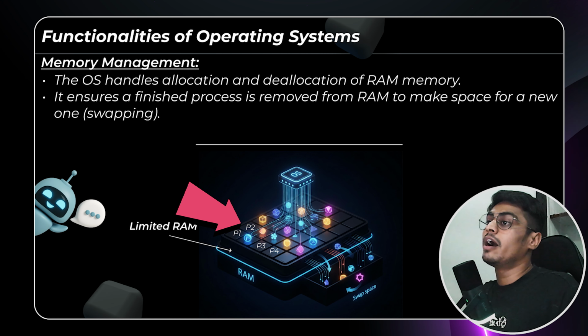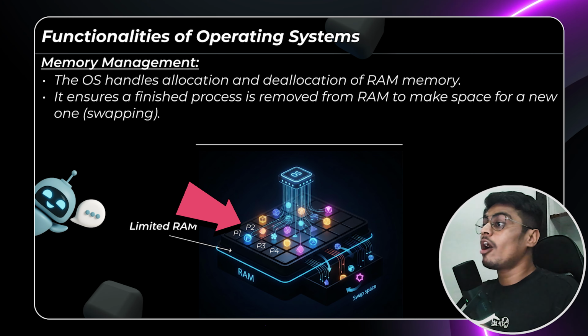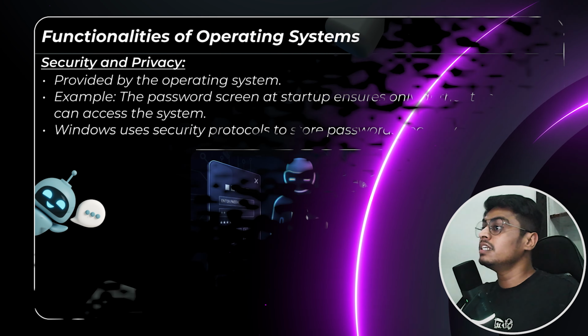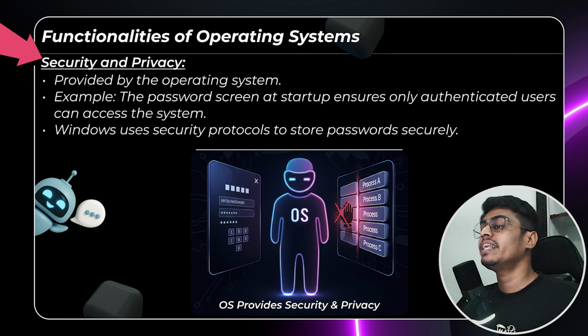Because the RAM is limited, it shouldn't be like the process has finished executing but it's still in the RAM, and another process that wants to get executed is not able to come into the RAM. So what the operating system does is, when a process is done, it takes it out and brings another one. This is called swapping.